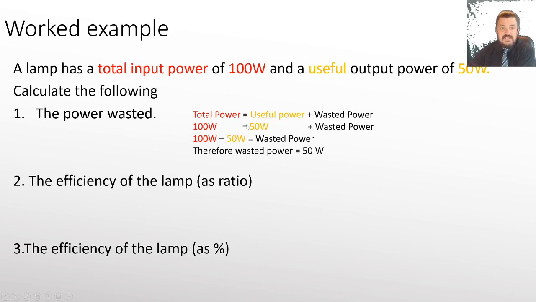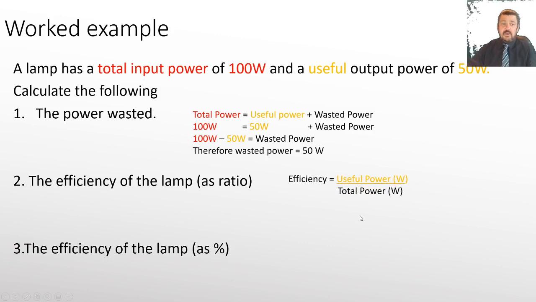We've got 100 watts is equal to 50 watts plus wasted power. Now we're going to make wasted power the subject of our equation by moving the 50 to the other side of the equals. To get rid of a plus 50, we minus 50. So 100 watts minus 50 watts is equal to wasted power. Therefore, wasted power equals 50 watts.